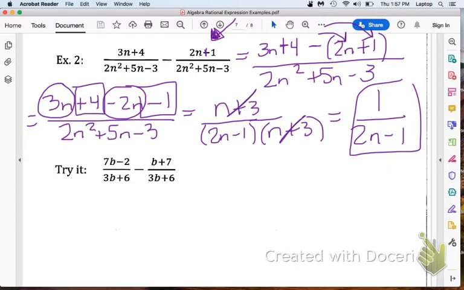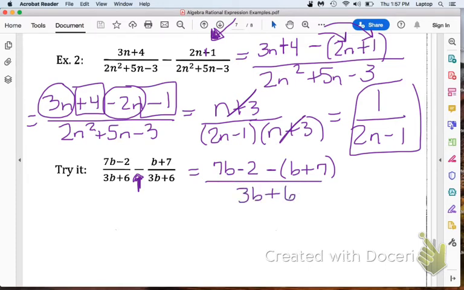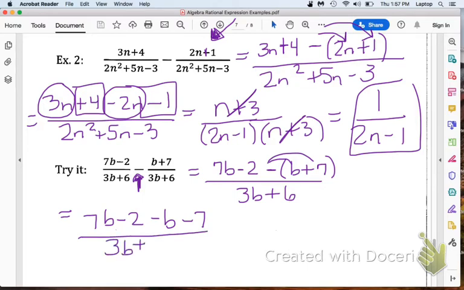Okay, so we have a common denominator of 3b plus 6. So we are going to take our 7b minus 2, and then since it's subtraction right here, you can see that subtraction, we are going to subtract this b plus 7 all over the singular 3b plus 6, okay? So if we distribute the negative inside these parentheses, 7b minus 2 minus b minus 7 all over 3b plus 6.